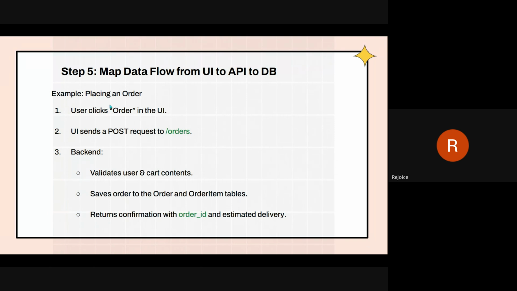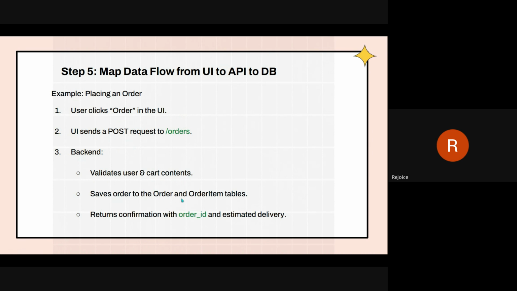Now, in placing an order, before I even click on order, I've put in the details of my order. Our orders table has our restaurant ID, so I have a restaurant I've selected. I have the food or the menu that I've selected, maybe the rice menu. I've made all those requests, selected what I wanted, and then I click on order. So there's now a post request to orders. On the back end, it validates the user and cart contents, right?